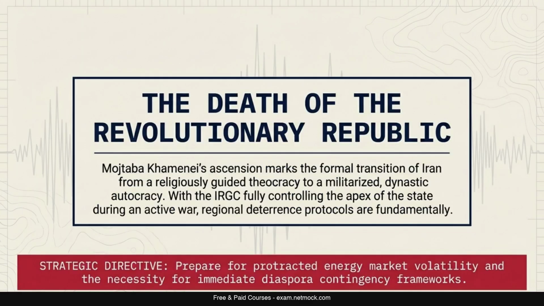Mojtaba's ascension marks Iran's transition from a religiously guided theocracy to a militarist, dynastic autocracy. With IRGC controlling the apex during active war, regional deterrence protocols are fundamentally altered. The directive, prepare for protracted energy volatility and immediate diaspora contingency frameworks. For UPSC, this maps to international relations, energy security, and multi-alignment strategy.